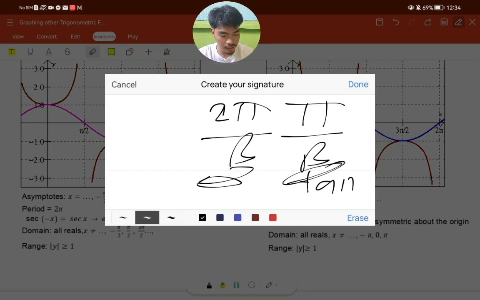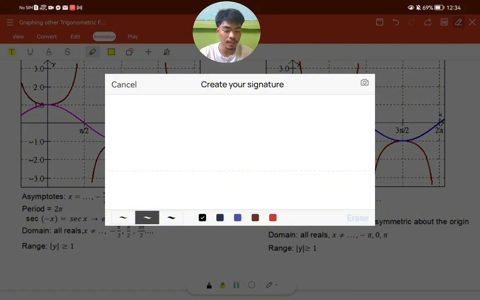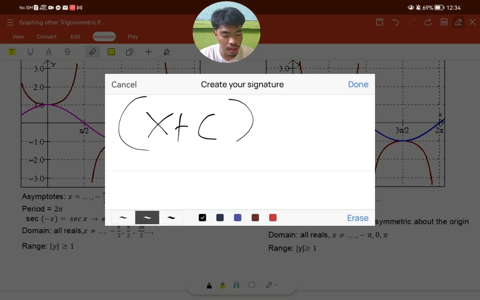And letter C. Moving on to letter C. C moves the entire graph from left to right. If it says x equals C, we shift to the right. If it's positive, we shift to the left. So letter C is important in the formula.